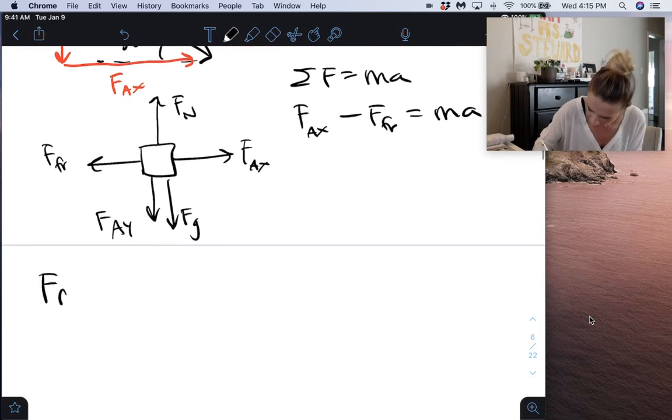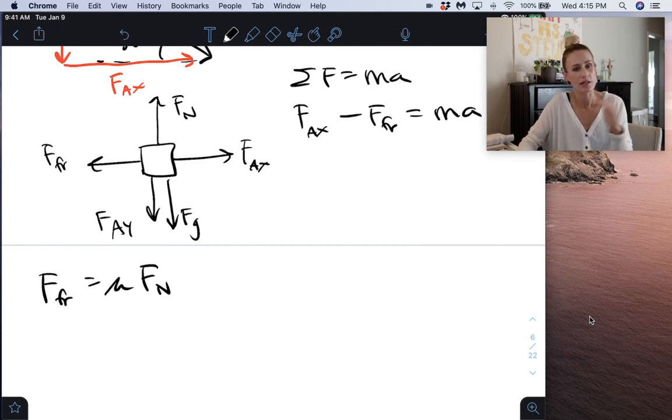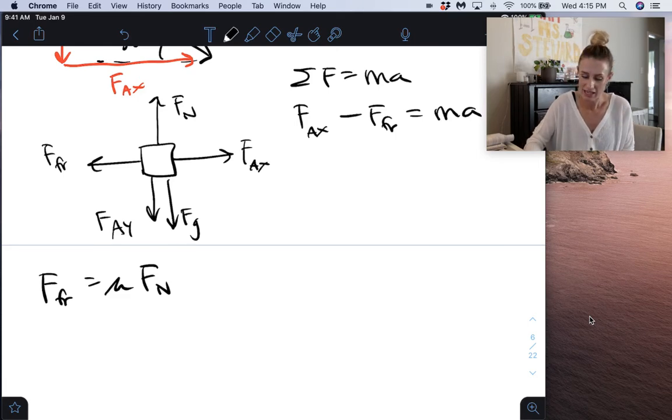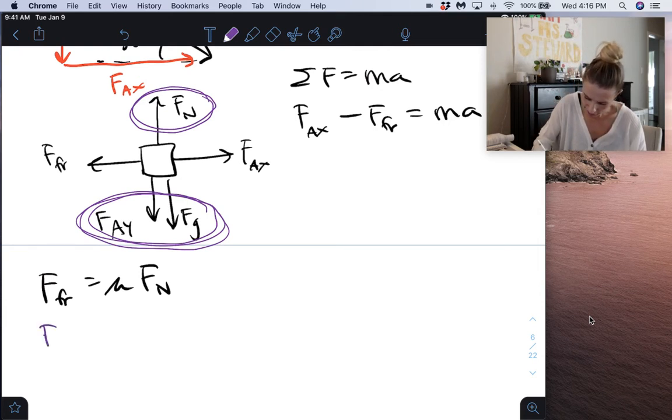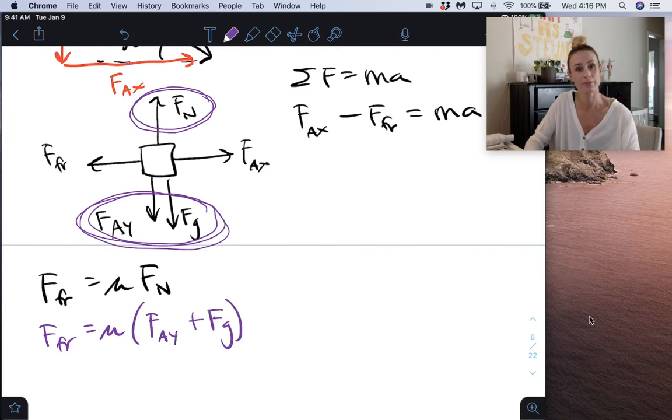So force of friction, I know, is mu times the normal force. Now we know that this lawnmower is accelerating horizontally. It has no acceleration vertically, right? It's not moving up or down at all. So there's no vertical acceleration, which means that forces are balanced in that y direction, which tells us that this normal force right here is equal to the applied force in the y direction plus the force of gravity. So I can plug that in now. I get force of friction is equal to mu times the quantity, the applied force in the y direction plus the force of gravity. Again, because forces are balanced in the vertical direction.